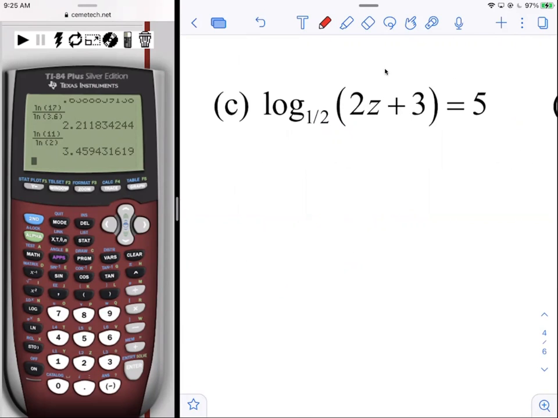Let's do this one here. Give you a shot at doing it yourself, and then we'll talk about it. It's a good way to proceed.